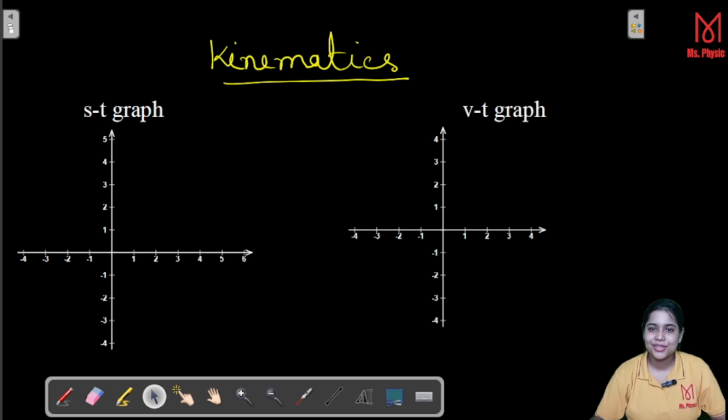Hello my dear students. Today we are going to discuss the ST and VT graph, that is the displacement time graph and the velocity time graph. In the last video we already discussed speed, velocity, displacement, distance, acceleration, all that.